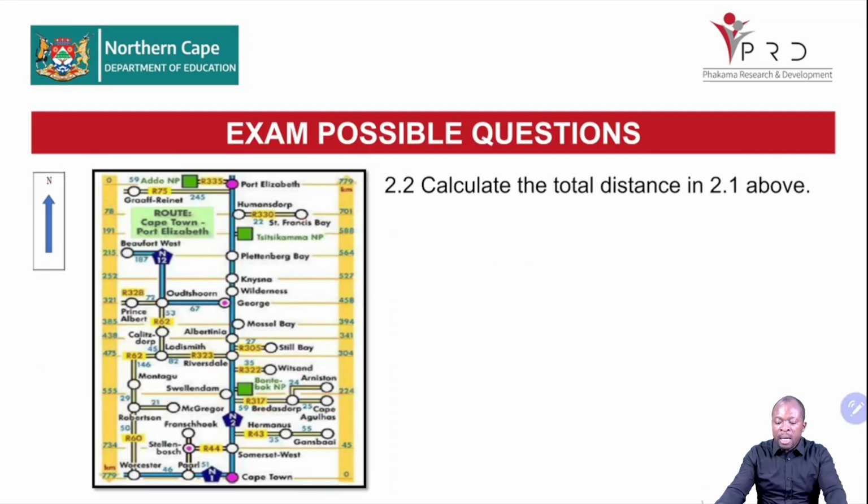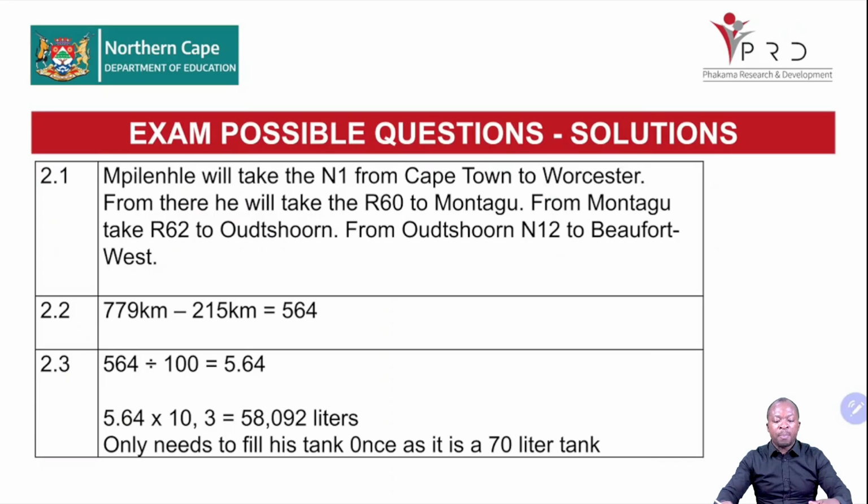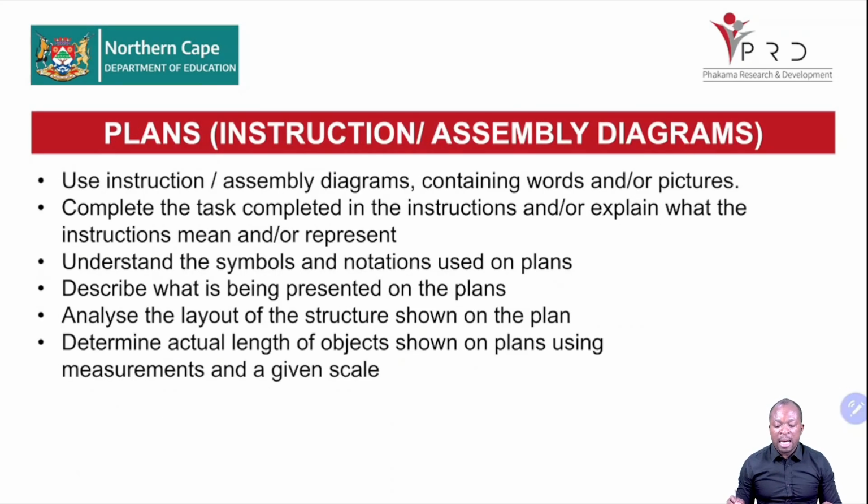Very, very easy. Calculate the total distance in 2.1 above. Use the given fuel consumption rate to advise Mpilontle on the number of times he will need to refuel. So as you calculate, you are going to be given the distance from one point to the other, and then you'll be able to know the fuel consumption like we did before. So it's basically the same thing, just that it's different types of maps. Now I'm giving you the solutions to the questions that I was asking you, so that on your own spare time you'll be able to go back and forth, check the question, and see if everything that you were doing is correct.